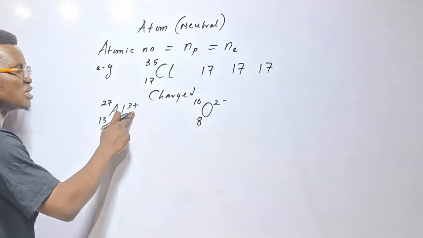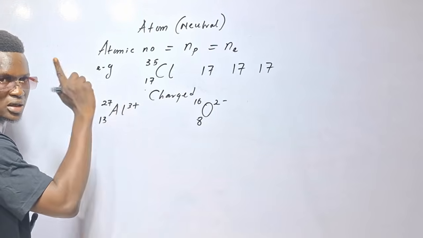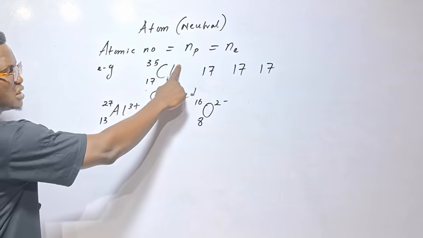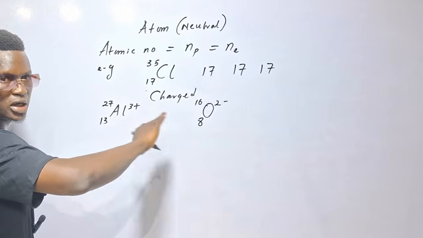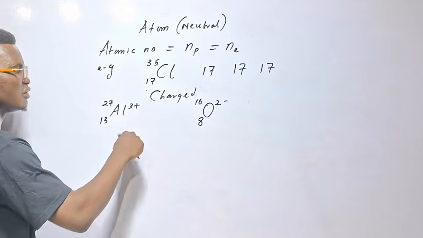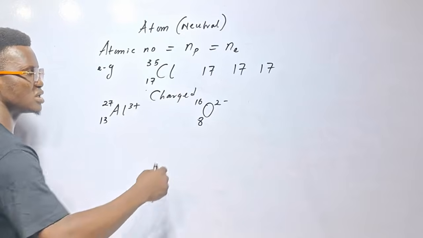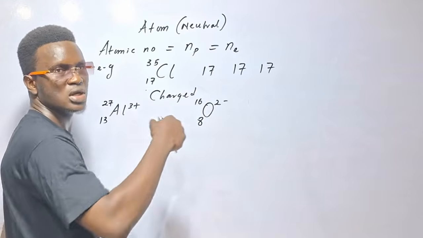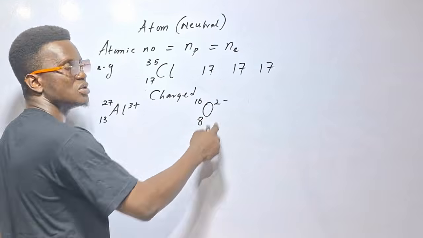So if it's indicating plus 1, that means it has lost 1 electron. If it indicates nothing, that means it has neither lost nor gained. If it's indicating plus 2, it has lost 2 electrons. If it indicates plus 3, it has lost 3. Same thing here. If it indicates minus 2, it means it has gained 2 electrons. So the ones that gain are usually negative.